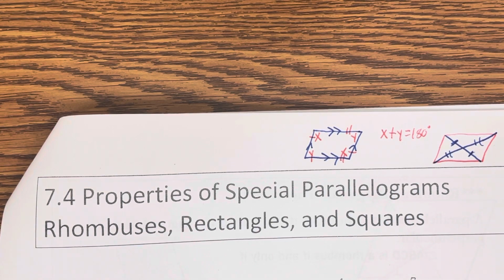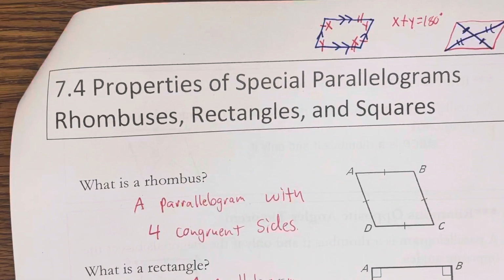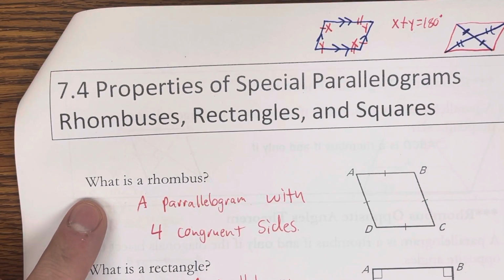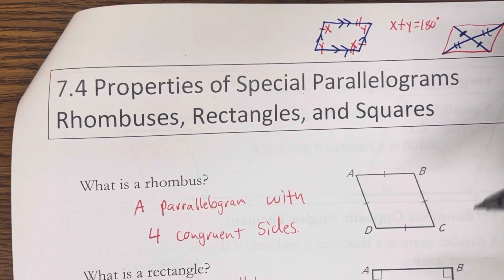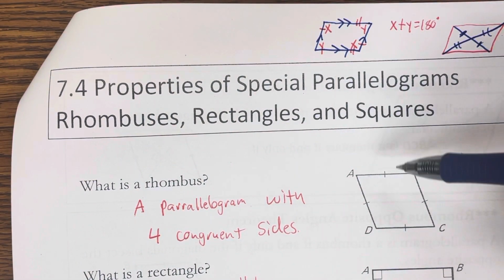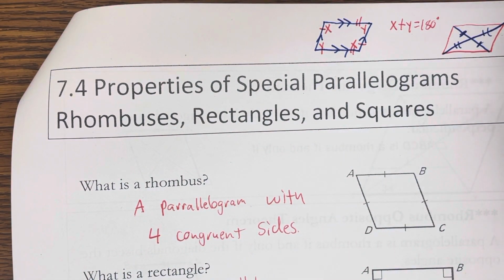Now our special parallelograms will come with some other features as well. So the first thing we're going to talk about is what a rhombus is. A rhombus is a parallelogram that has four congruent sides. So it's not necessarily a square. These angles are not all right, but all the sides are the same length, okay?